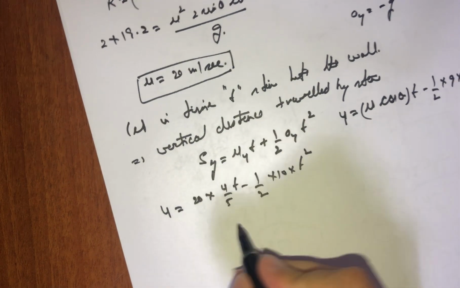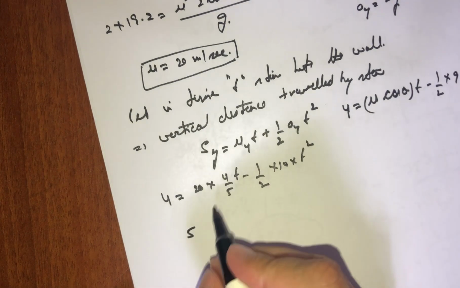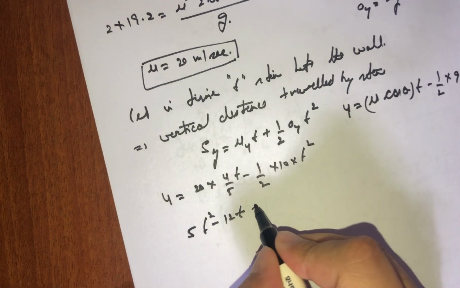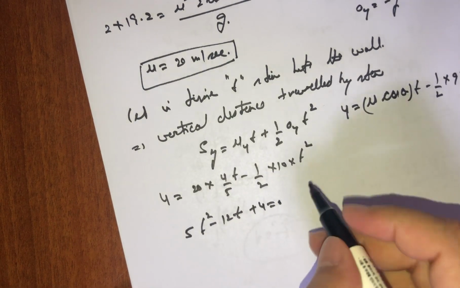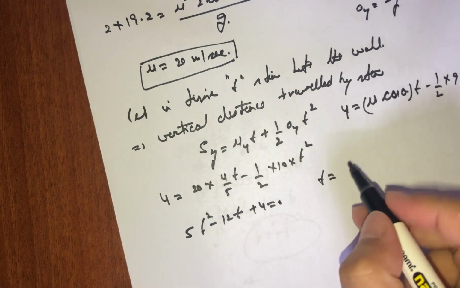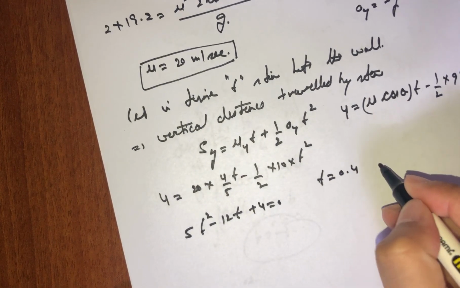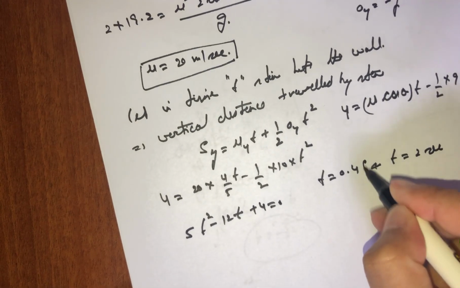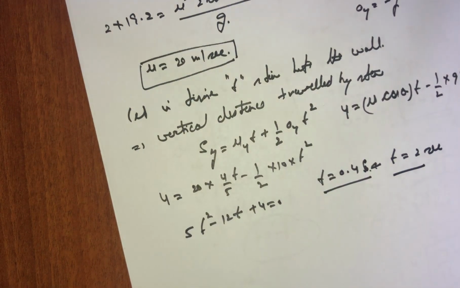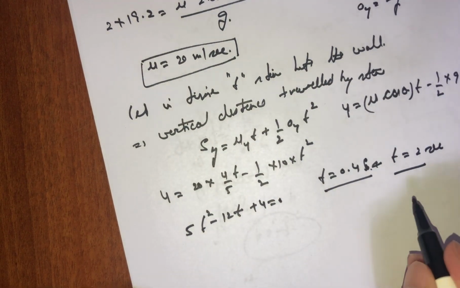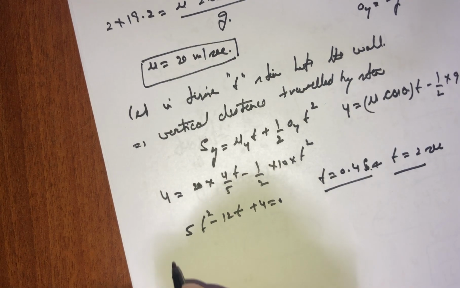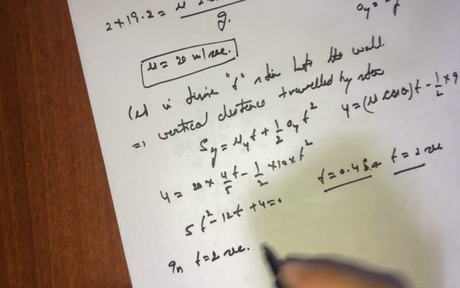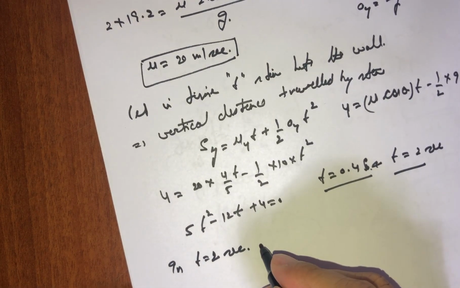So this will be a quadratic, so we can write 5t square minus 12t plus 4 is equal to 0. So we are going to have two values of t: one is 2 seconds and the other is 0.4 seconds. We are going to take the first value, t is equal to 2 seconds, when the stone hits the wall.